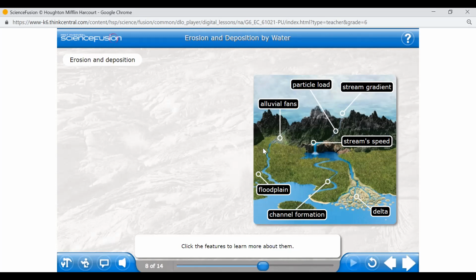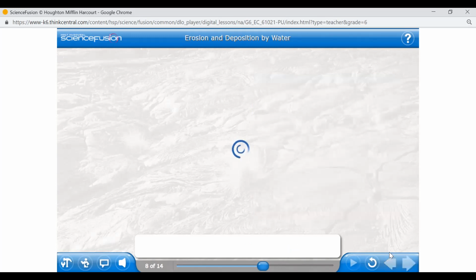See, this is the alluvial fan, floodplain, stream speed, particle load, stream gradient, and delta. I've explained these to you. I'm not going to click on each of them. We'll go to the next part.